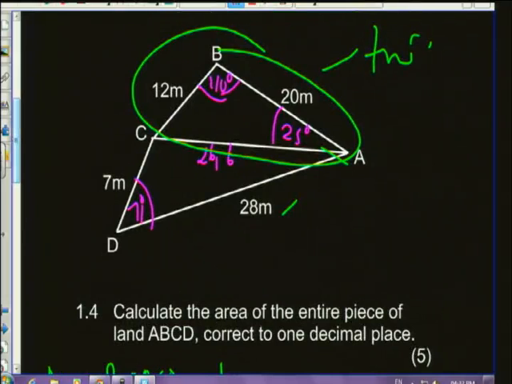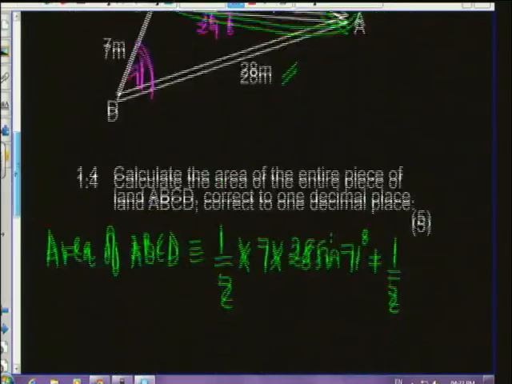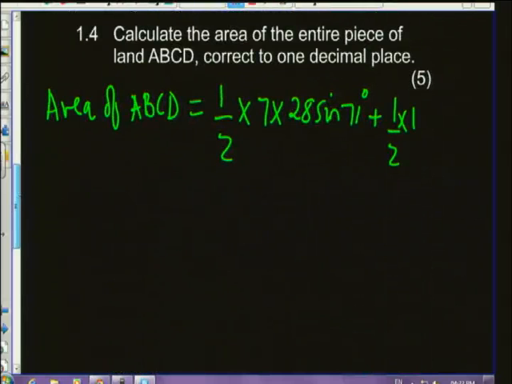So I have 71, so I'm going to use this one first. So times by the 7 times by the 28 sine of 71, and then plus half of that top triangle, 12 by 20, all right, by sine of 110, okay? And then now we just put this in the calculator.